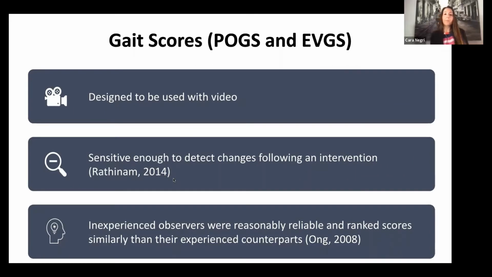You can say that that's a clinical change. So I like that because there are 17 different measures that we're going to go over, but that's where you get that sensitivity too. The more you measure, the more that you're going to be able to see a change. So it might seem like it's a lot of things to look at, but if you're looking to actually see a change, then you do have to look at the 17 different measures. And also, inexperienced observers were reasonably reliable and ranked scores similarly to their experienced counterparts.